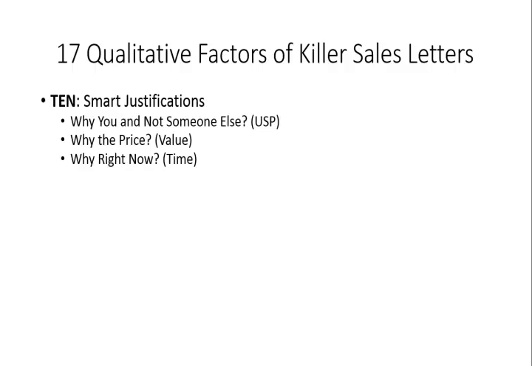Principle number 10, you want to add in smart justifications. In other words, you want to answer the question for the prospect. They're asking the question, why should I buy from you and not from someone else? And you want to start then talking about what's unique about your product and your service. What is it that you're adding to this that your prospect should make the decision for you? Why is this price the one that they should buy at?